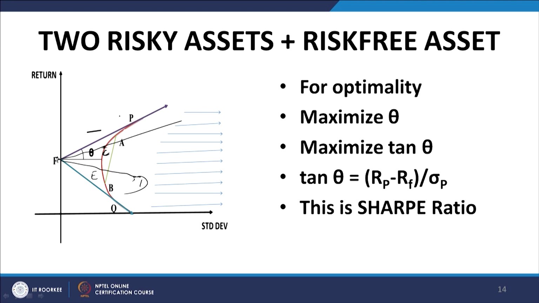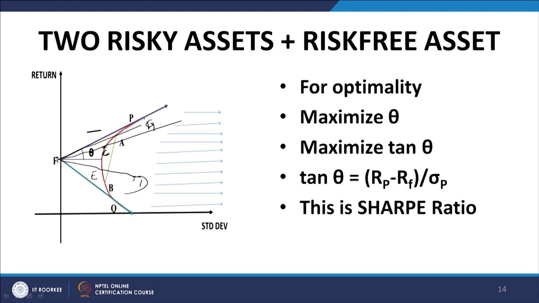So, instead of going for C, if I go for P, then any point on FP is superior to the corresponding point on FC in terms of the same level of risk. I get a higher expected return. Similarly is the case with D. So, what am I trying to say? What I am trying to say is that as I increase the angle theta, I tend to improve the performance or the expected performance of my portfolio, the optimality of my portfolio.